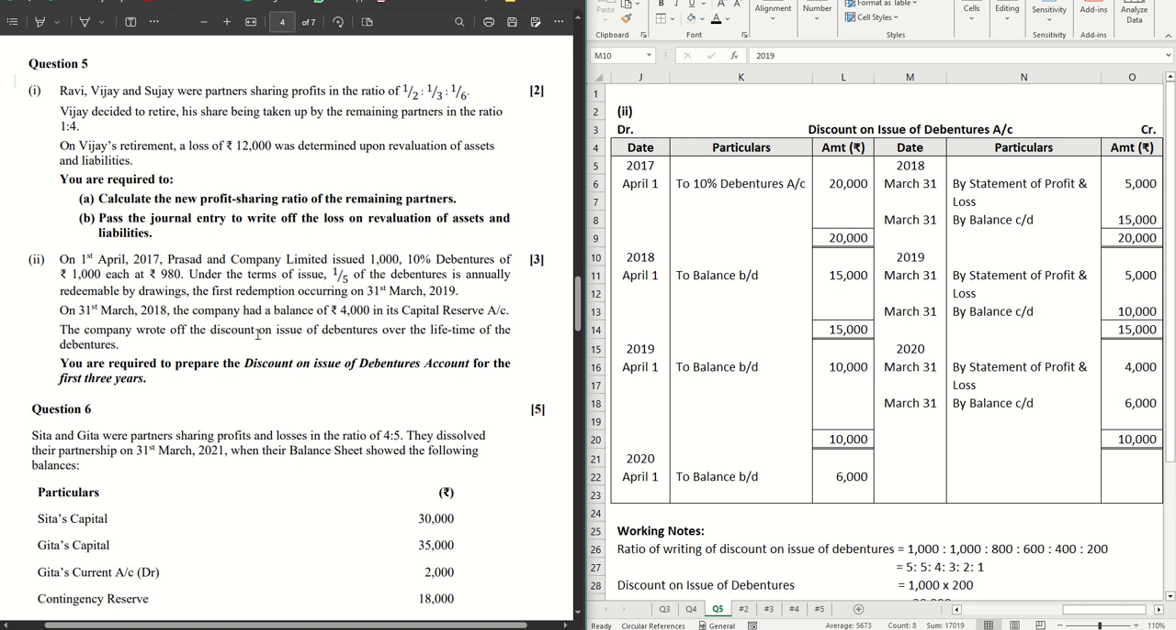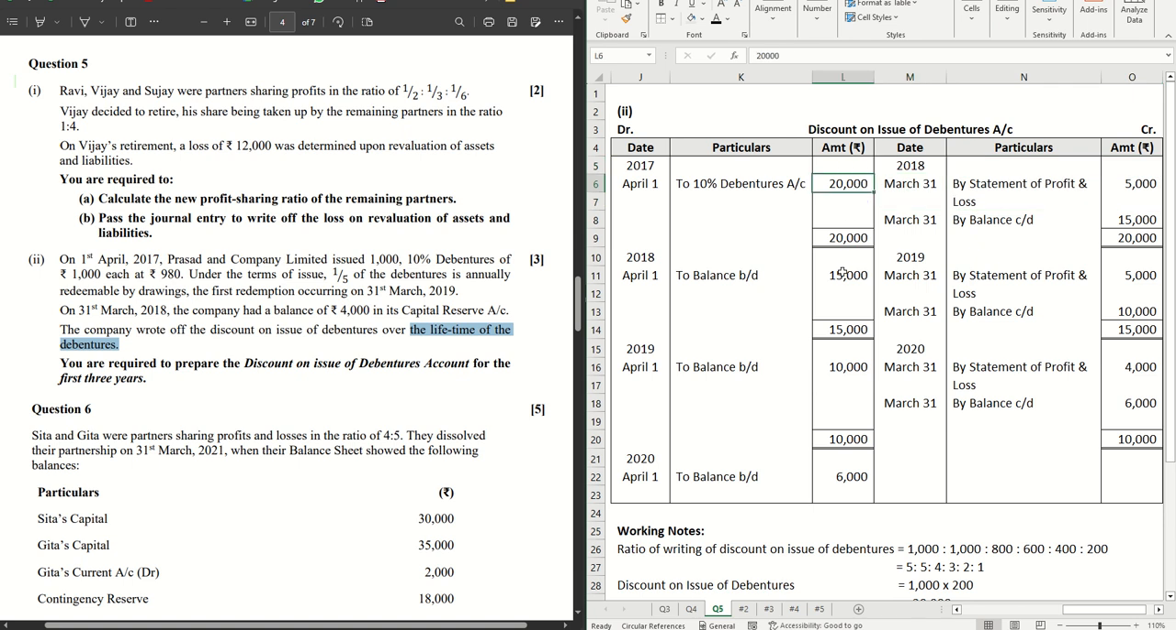The company wrote off the discount on issue of debentures over the lifetime of the debentures. Now, this is important. The writing off of discount is over the lifetime. That means from the time the debentures were issued. Debentures were issued on 1st April 2017. The first year end that comes is 31st March 2018. So here as well, we have to write off the discount. How do we do that?